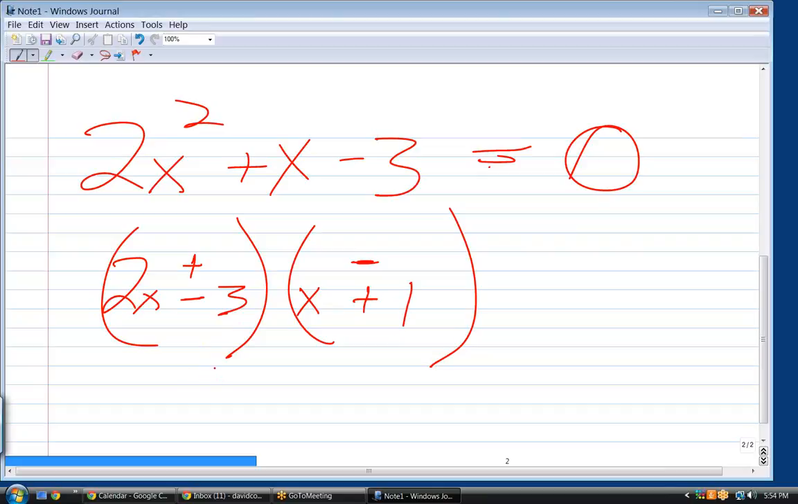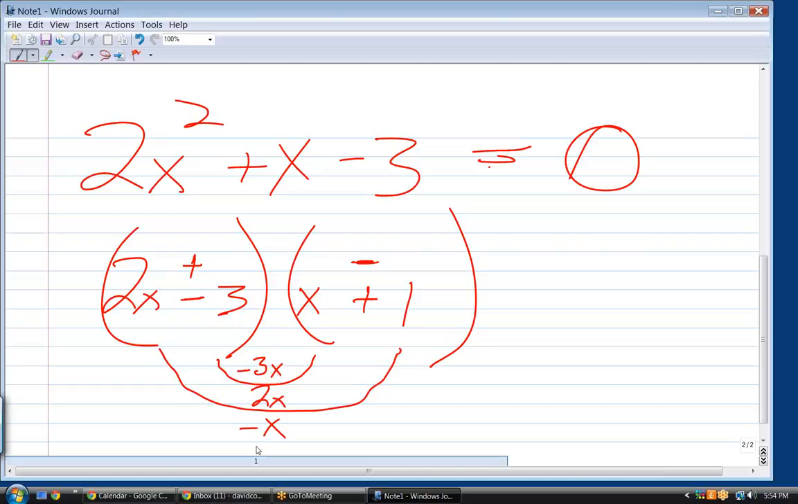Now notice when I check for my inside term, I get minus x. So I get the right coefficient but the wrong sign. When you get that, all you have to do is move the same number up to the opposite sign and it will produce the plus x in the middle. So that's helpful. In other words, we only have two factors to try and there's only 4 possibilities.